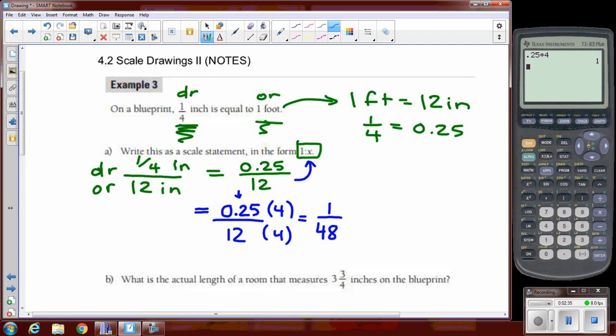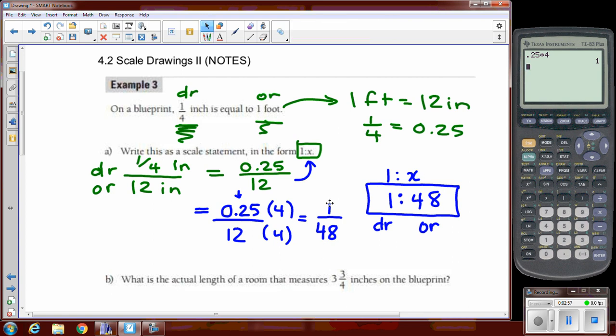So I got 1 to 48. So the proper way to write this in the form, it's saying write it in 1 to x, would be 1 to 48. So that says every inch in my drawing is actually 48 inches, or 4 feet, in the original plan or the original document. So that's one way, using just some knowledge about math.